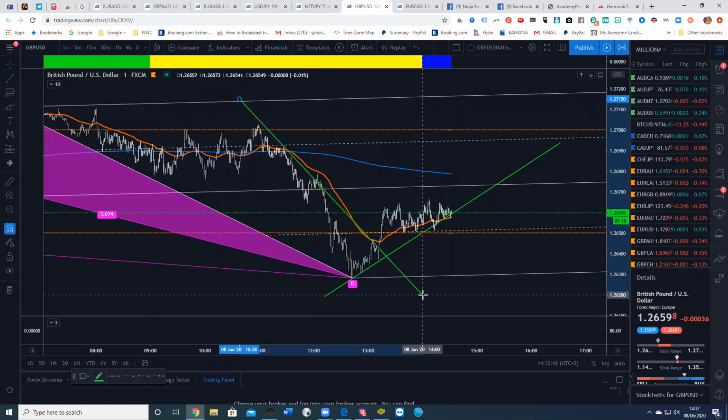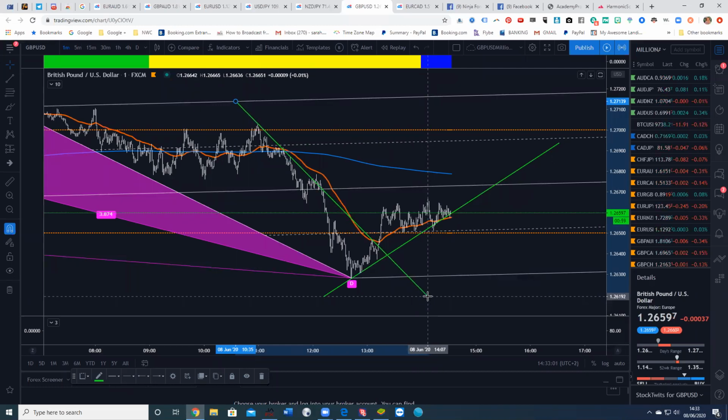Just to show you where to get in, so that I've got some touches down there. And we've got 1, 2, 3, 4, 5, 6, 7, 8, 9. Got quite a lot of touches there.